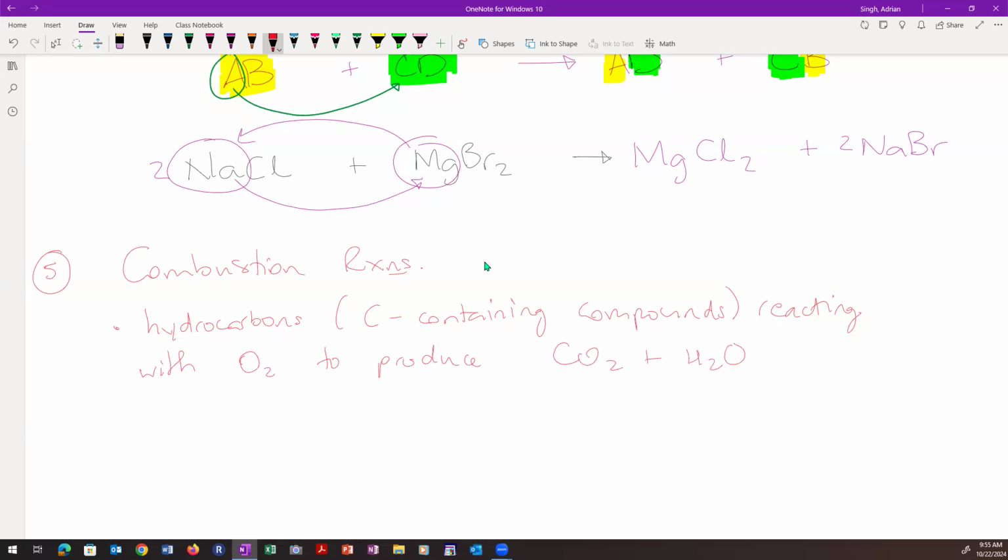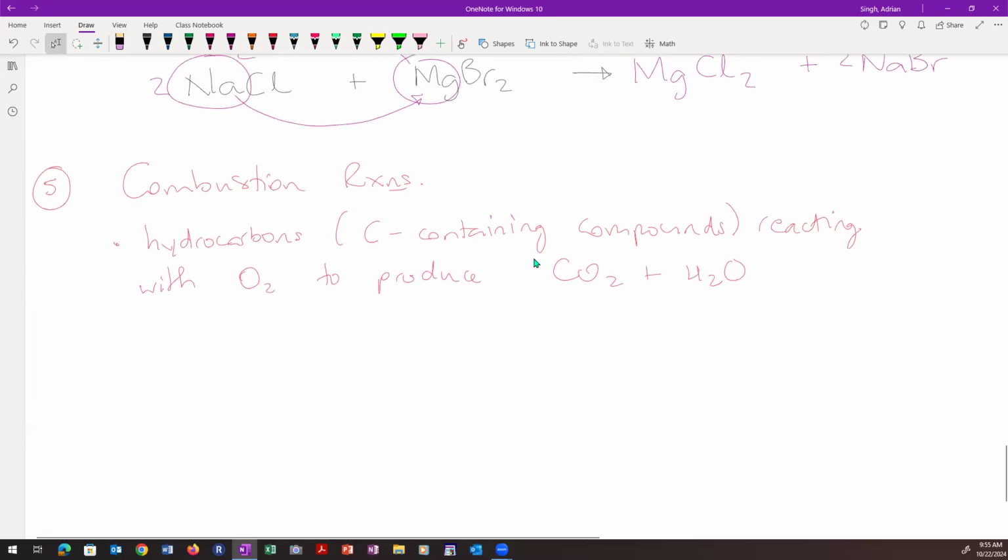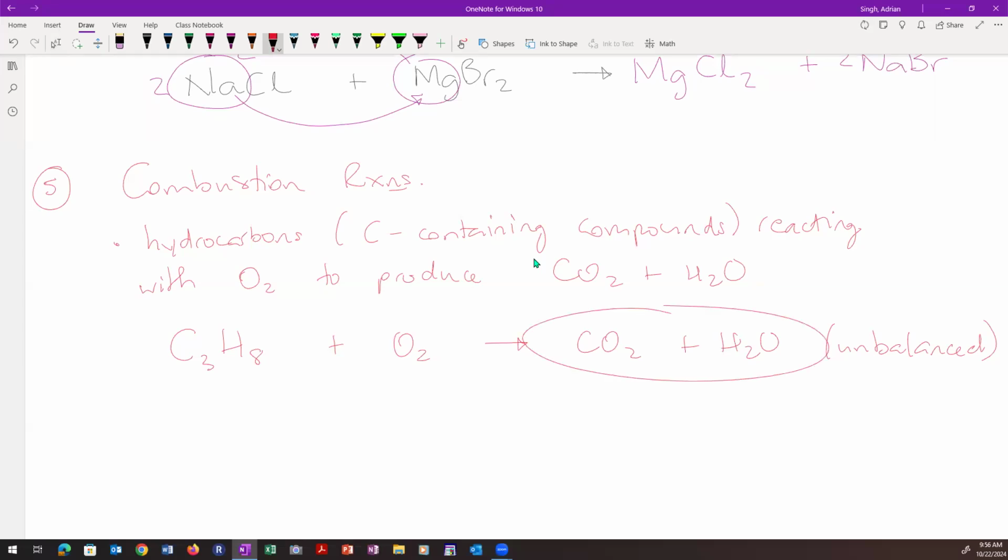We saw 2 or 3 examples of this before. So for example, I think we'd used propane, C3H8, reacting with oxygen to produce carbon dioxide and H2O. Okay, then you need to balance that. That's an unbalanced equation. The defining feature of a combustion is that we end up with the same types of products. You have your carbon-containing compound reacting with oxygen.